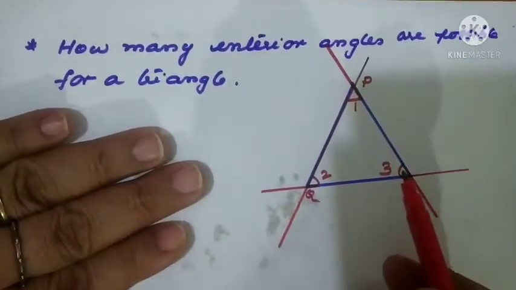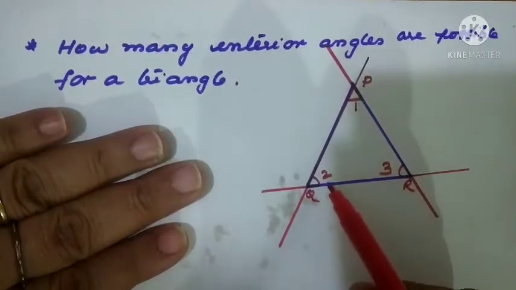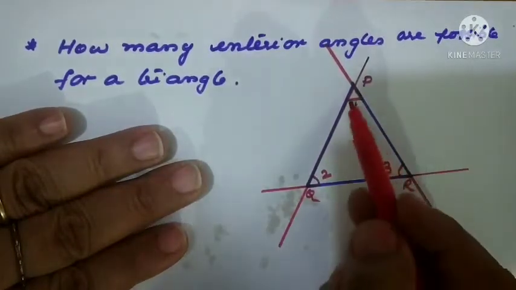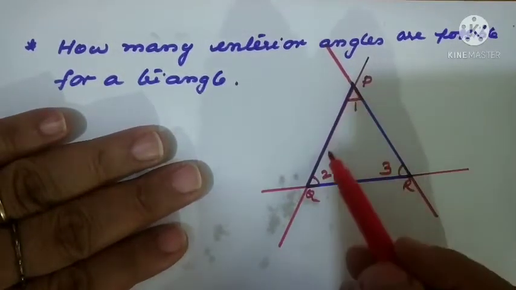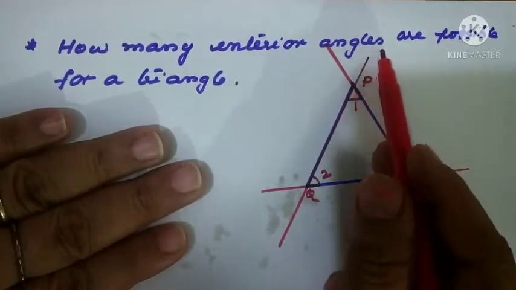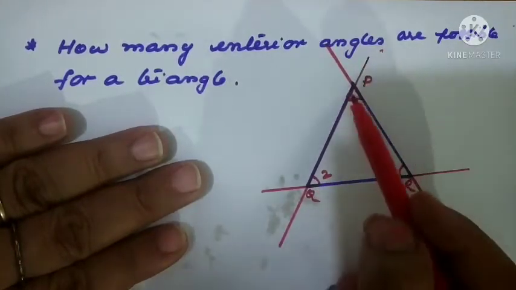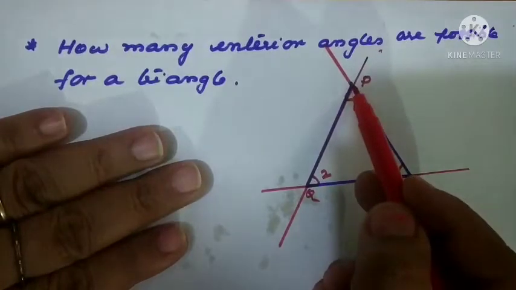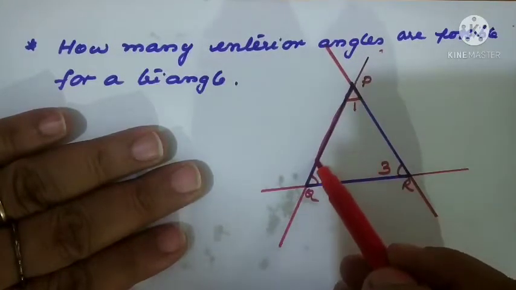First of all, we must know what is the interior angle. Angle 1, angle 2, angle 3. Now I am extending PQ. PQ I can extend in 2 ways. One way this side, that is QP or PQ. So I am going for PQ now. So PQ I extended this side.